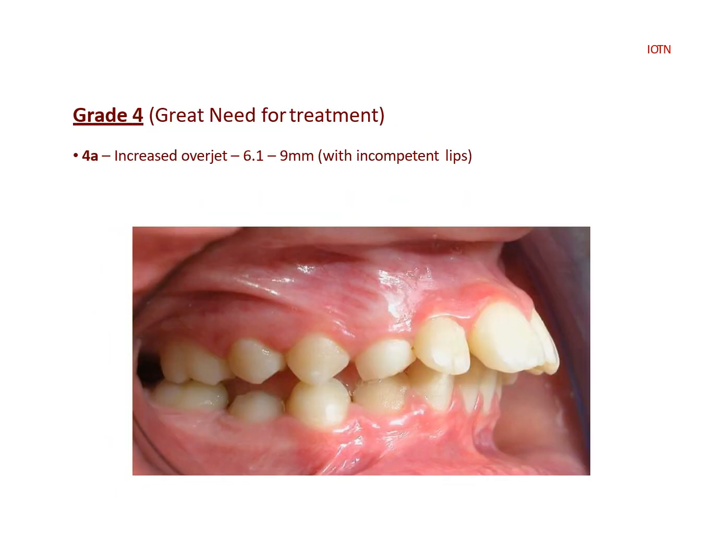Moving on to grade 4, which is the great need for treatment. So definitely you require treatment. So what are these cases? 4A means increased overjet, which is about 6.1 to 9 mm, with incompetent lips.